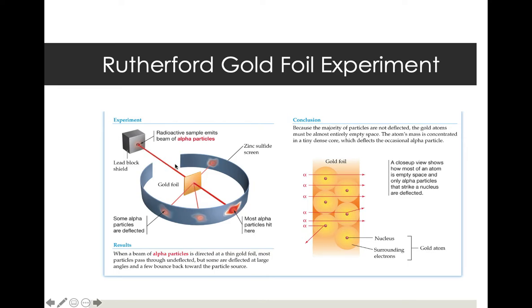You can see the beam of alpha particles being shot through the gold foil. Most of the alpha particles do still come straight through, but we were seeing some of them get deflected at really big angles, which again only happens if there's a big pocket of positive charge.